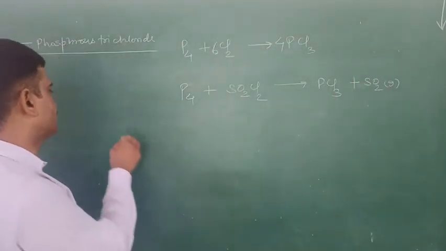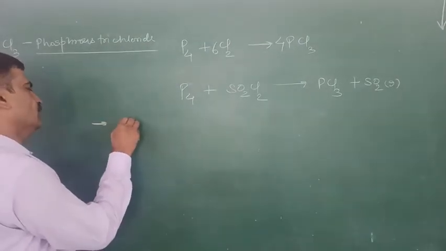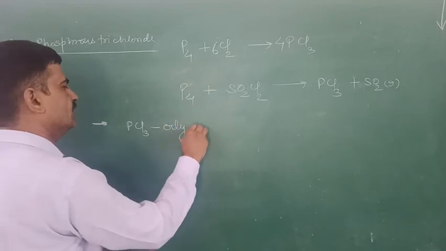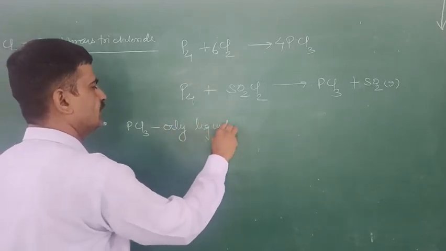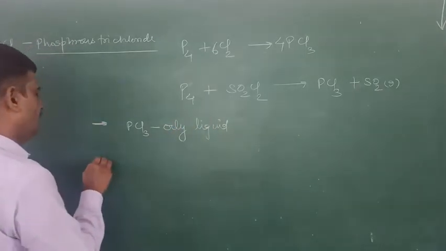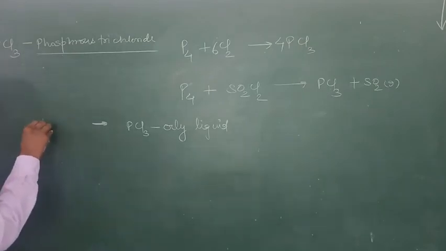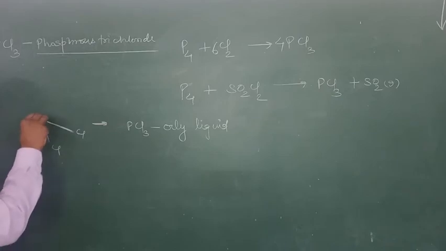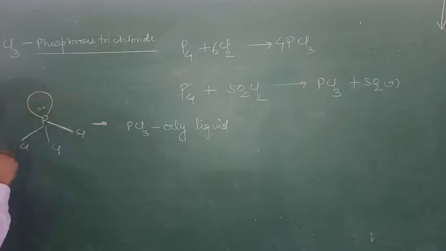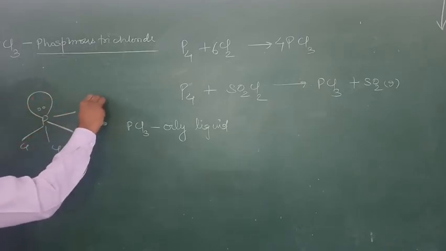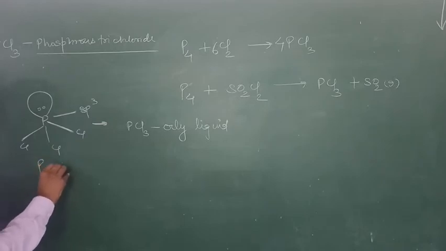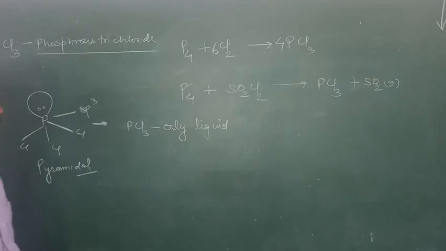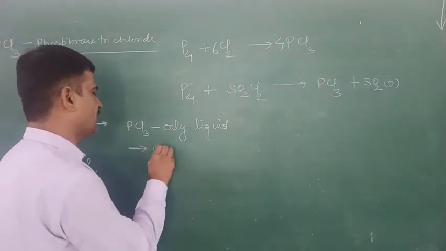Now phosphorus trichloride is an oily liquid. PCl3 is an oily liquid, and in it the phosphorus is in the sp3 hybridization state, and it has a pyramidal structure. After this we will study the chemical properties.